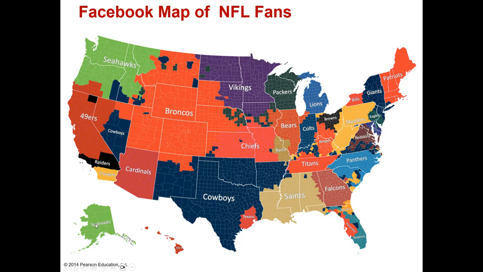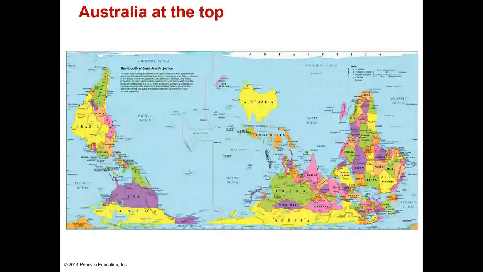And then Alaska likes the Seahawks. I guess they're closer to Seattle than anyone else. And then I can't tell who Hawaii likes. 49ers. Yeah, I guess that makes sense. They're as close to them as anyone. But that's a really interesting map of who different places like for football teams.